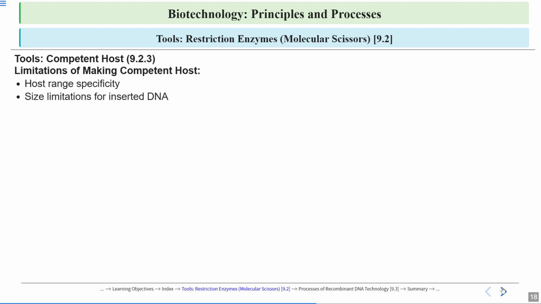Then size limitation for inserted DNA. It also depends, like E. coli cannot accommodate a very big or large DNA. Its DNA size should be less than 10 kilobase pairs. For larger DNA, and even if we are inserting some larger DNAs into some host, we have to see whether they are even genetically stable or not. So these are the issues.